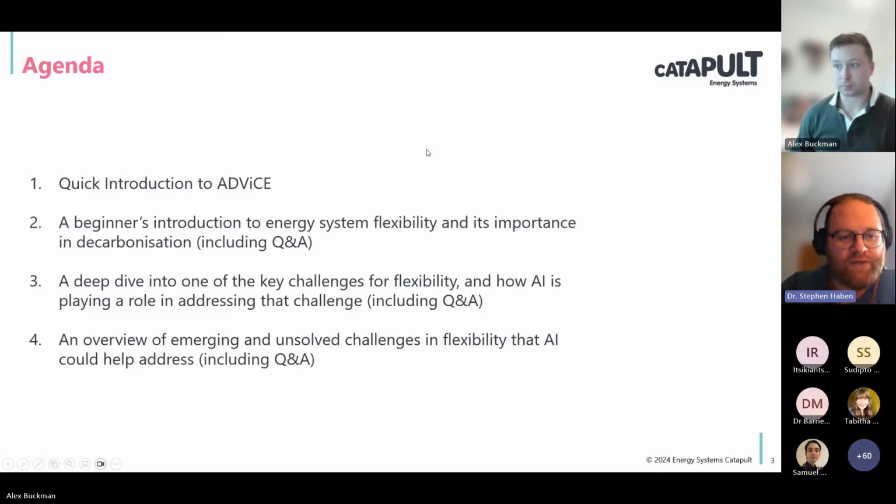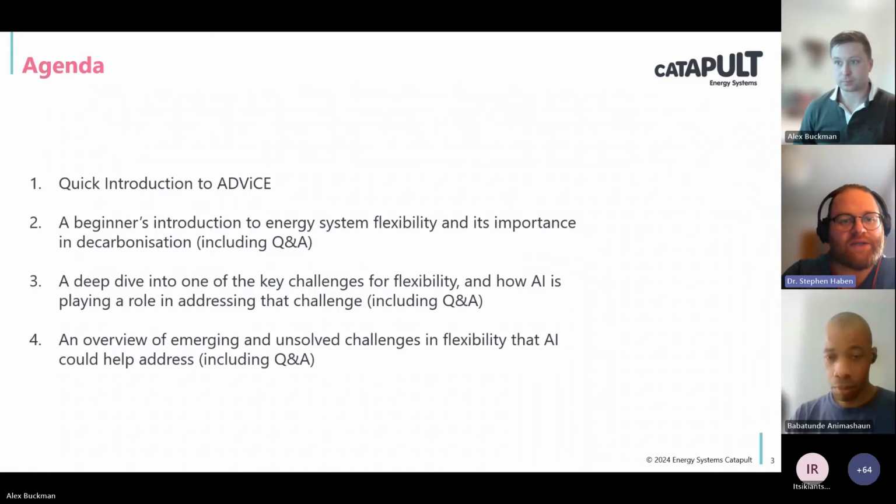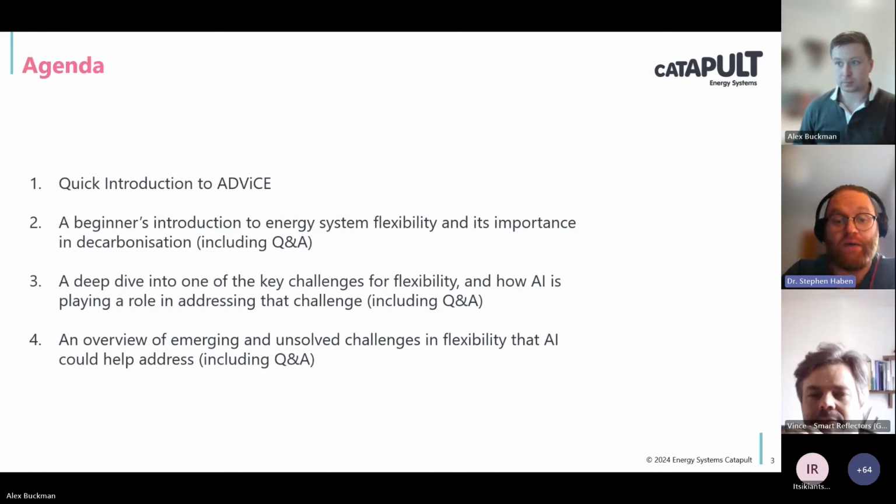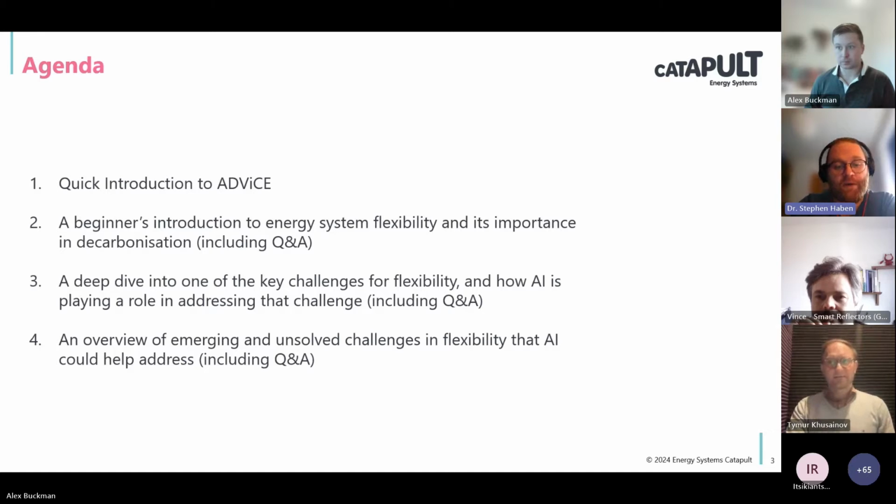Yeah, so I'll do the quick introduction, and then we've got sort of three core sections. They're going to focus on different areas. The first part is going to be on just an introduction to energy system flexibility and its importance. The second part is going to be a deep dive into a key challenge in flexibility. And then the third part will be looking at sort of some emerging and unsolved challenges. And for each part of those, we'll allow also question and answer. So if anyone has questions for each part of those, please put them in the chat and we'll get to them.